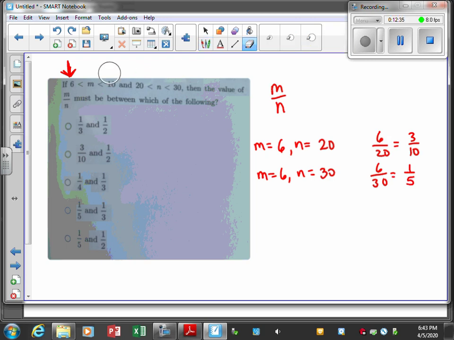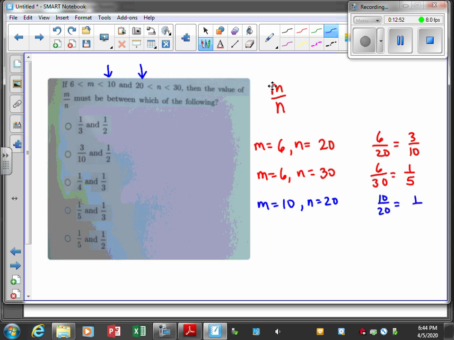The next time, I did all the possible cases when m is 6, so now I'm going to do all the possible cases when m is 10. So if m is 10, when n is 20, then do m divided by n, so that's 10 divided by 20, that reduces to 1/2. And then this time I'm going to do when m is 10, but this time the n is 30. So that I've considered all possible scenarios. So m divided by n is 1/3.